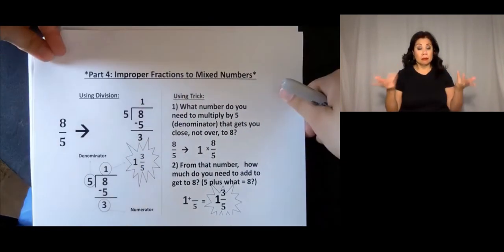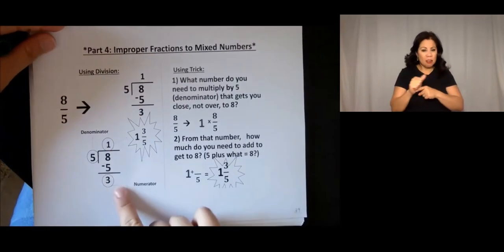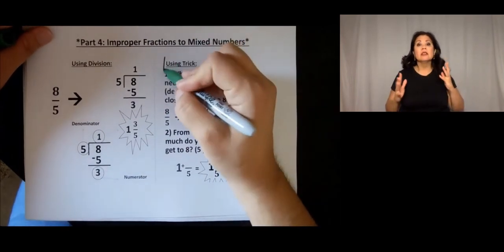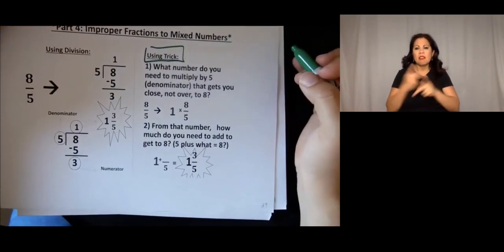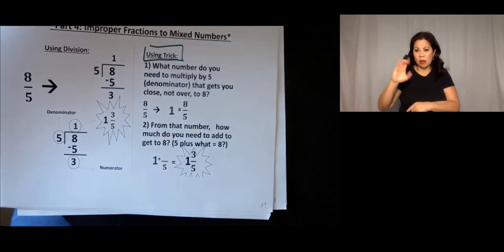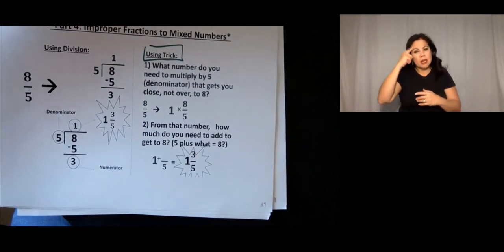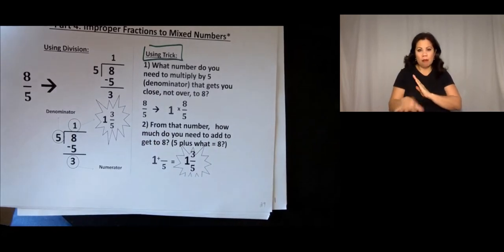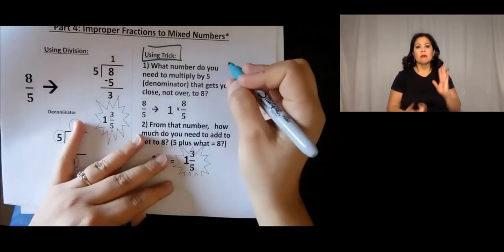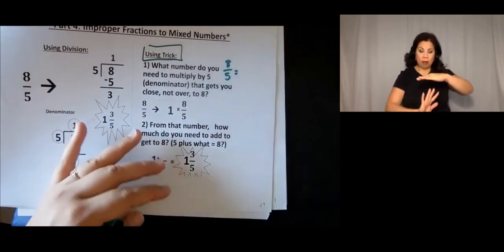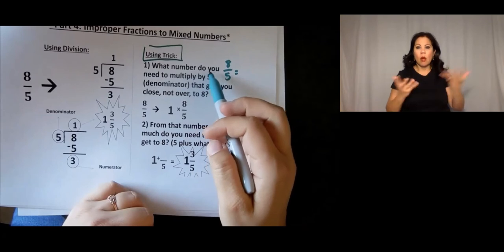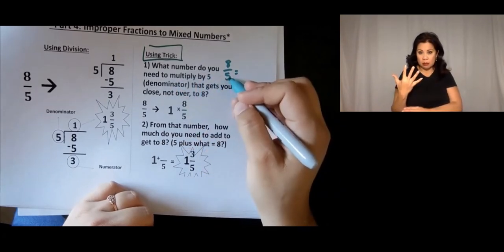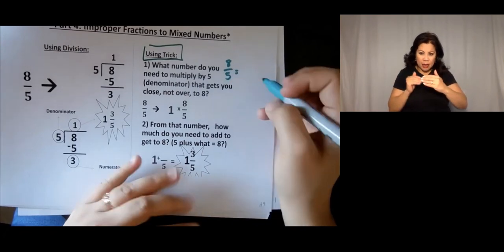All right, so we just had lots of practice using long division, right? And here's this example again with 8 over 5. Now, let's figure out how to use a trick. What the trick is saying is, you've got to think about these things in your head if you want to use this way to get to that mixed number. For example, if I have 8 fifths, what number do you need to multiply by 5, the denominator, that gets you close, but not over to 8?